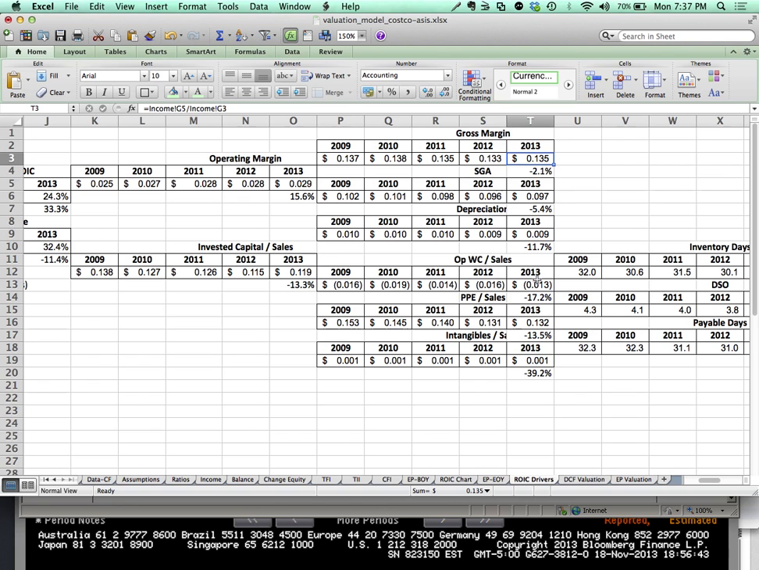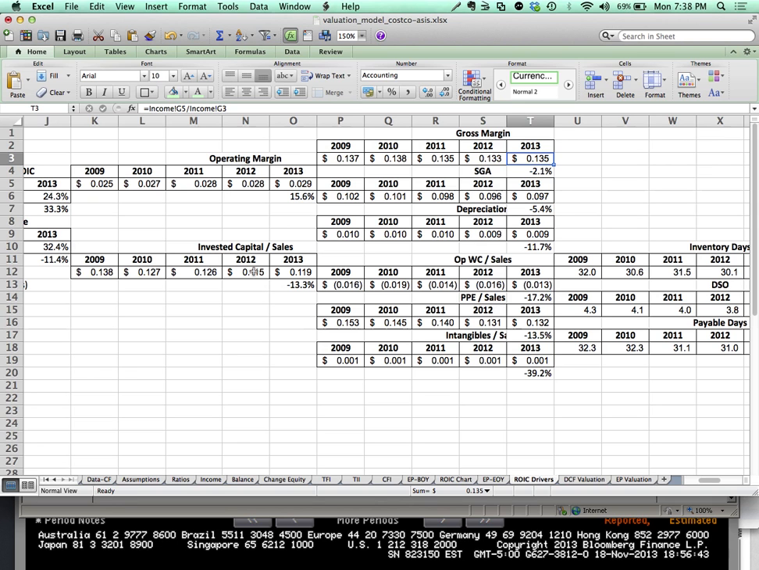PP&E and sales went from 15.3 to 13.2. Better or worse? Much better. Intangibles, 0.001 to 0.001 unchanged. Again, I know it says negative 39%, but that's due to rounding, and a tiny number versus a tiny number isn't really going to make much of a difference. So really, it was the improvement in facility utilization, PP&E to sales, drove their productivity.